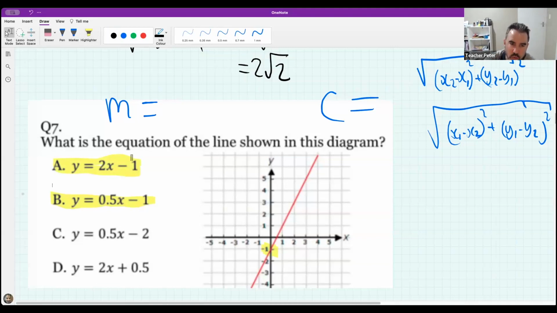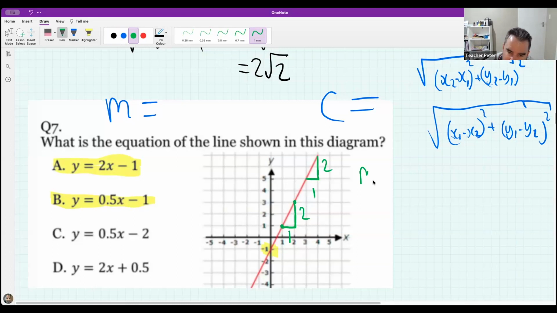Okay, so we have to work out the gradient. So let's go and choose 2 points on the line. So there's one and there's one. If I go across by 1, I have to go up by 2. You can see this again here. If you go across by 1, you go up by 2 to stay on the line.